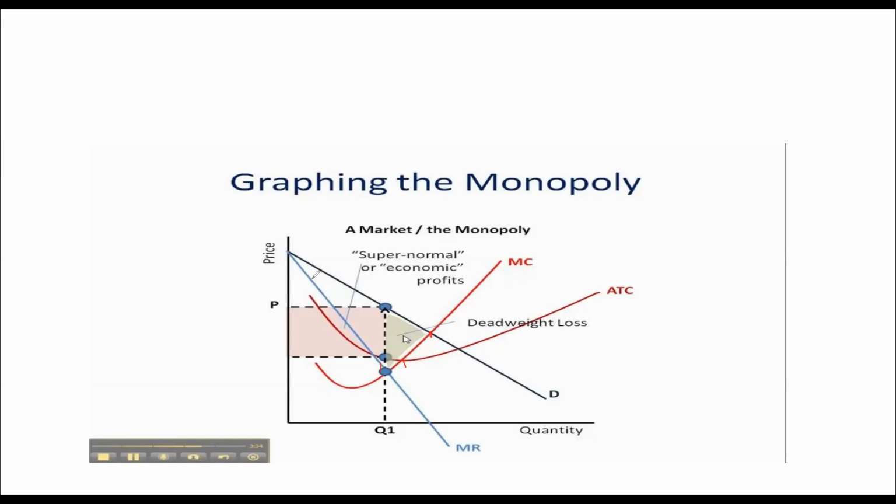Above the price, below demand is consumer surplus. That's this white triangle right up here. Producer surplus is below the price and above supply, which is above the MC curve. The profit box is I take the price down to the ATC and across, and that pink is the profit box.